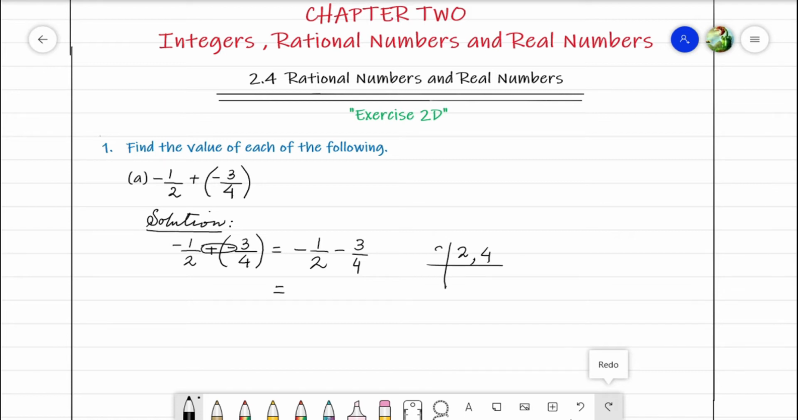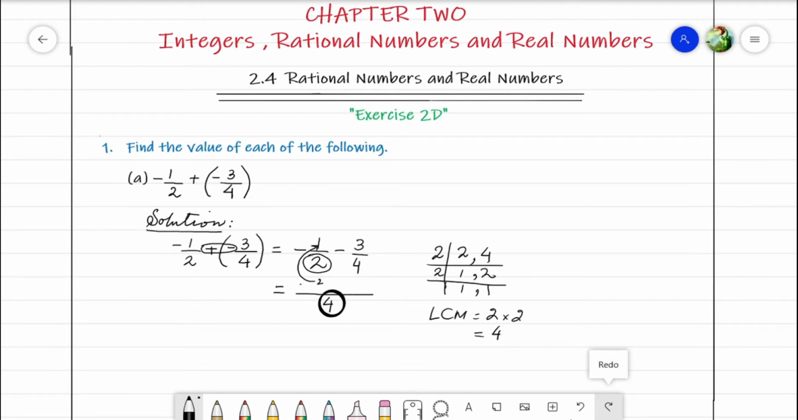How will you take it? 2 ones are 2, 2 twos are 4, 2 ones are 2, and the LCM would be 2 multiplied by 2, which is equal to 4. This is the LCM. So I will make a line here and write 4, and now I will divide this 4 by this 2. What would be my answer? That would be 2. And now I will multiply this 2 by this numerator.